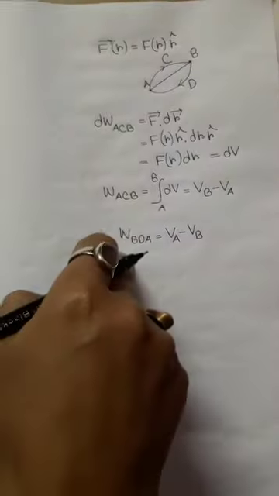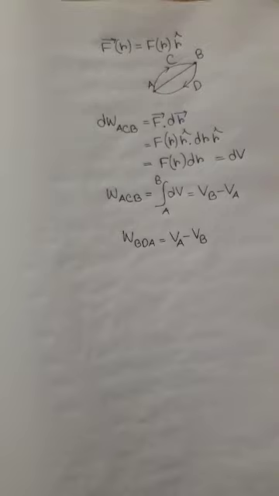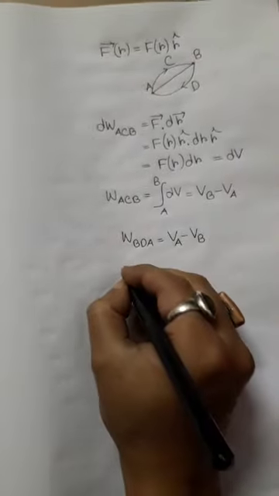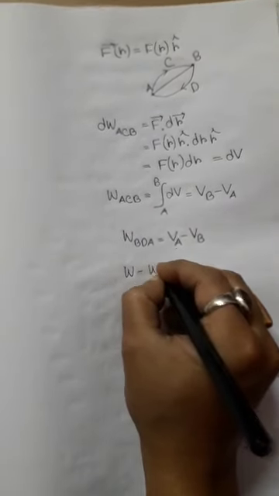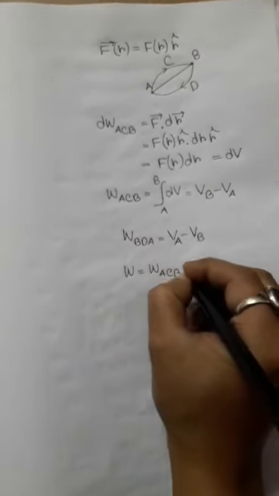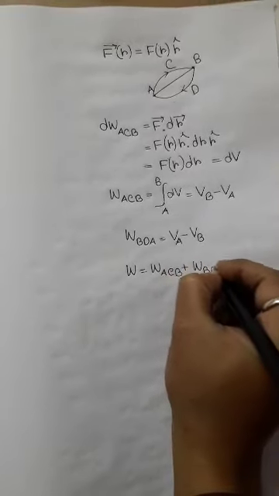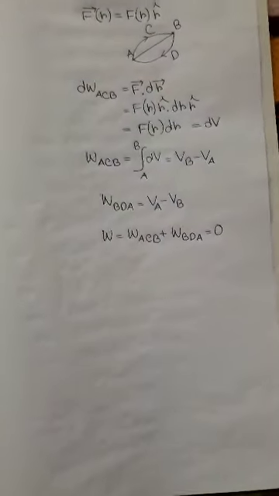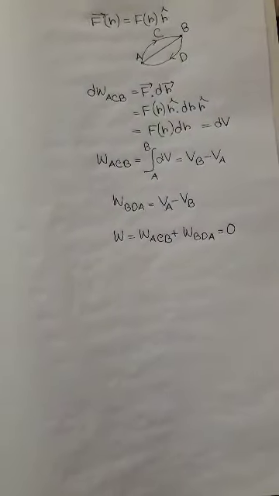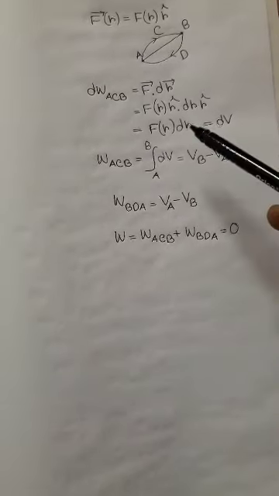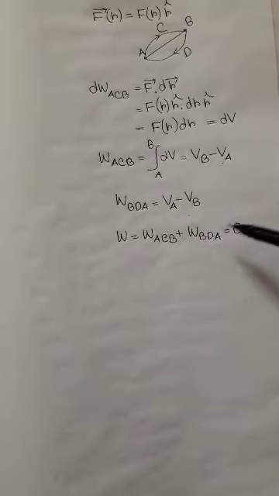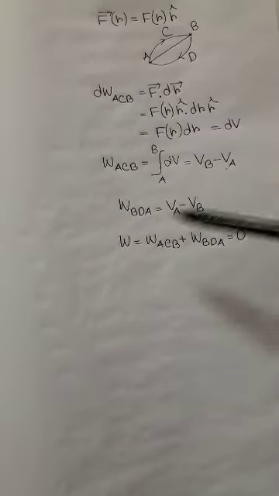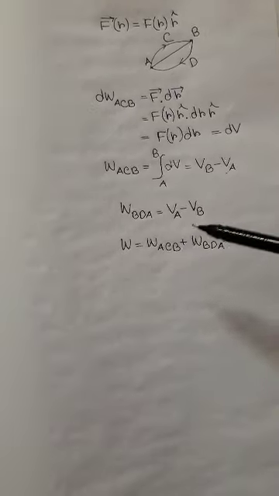Now if we add these two terms, then we will find out the total amount of work done around the closed path. So what will it be? The total amount of work done around the closed path will be W_ACB plus W_BDA, which is simply nothing but 0. This is our result. So the central force is conservative, we see. And the total work done in taking the particle around a closed path is 0. So this is the first property.